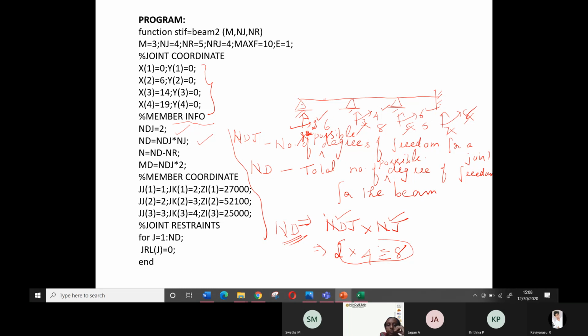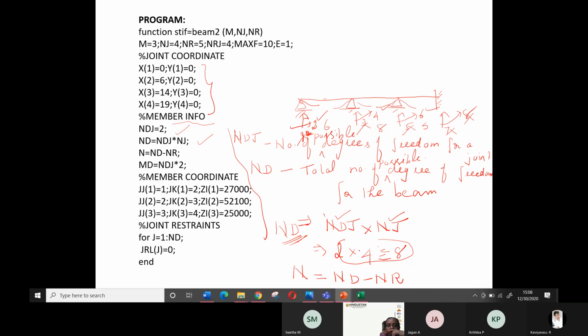They are free to rotate. This end is free to rotate, this end is free to rotate, and this end is also free to rotate. So these are the possible degrees of freedom; totally the possible degrees of freedom are 8. But now we are going to calculate what is available for the structure. That is equal to ND minus NR.